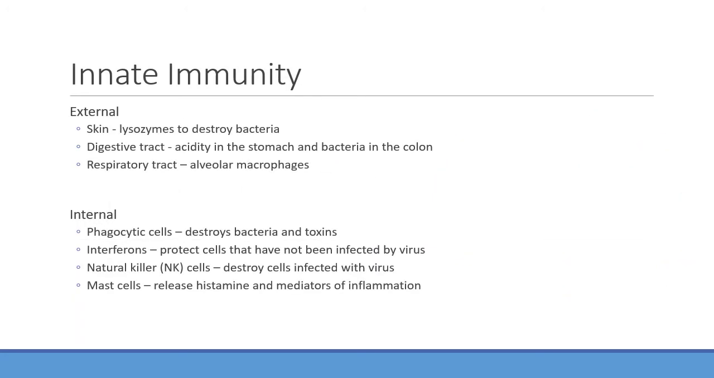So we certainly have an external and internal variety. We mentioned the skin being a big one. Even within the skin, we have lysozymes that can digest bacteria and kill them off. We talked about the digestive tract. Again, external just means not actually internal to the body itself. So if you think of humans, we're just one big tube if you think about it, with the GI tract being the inside of that tube.